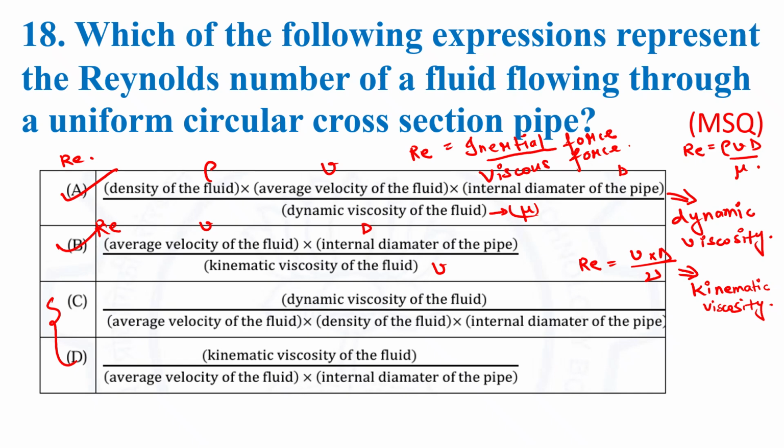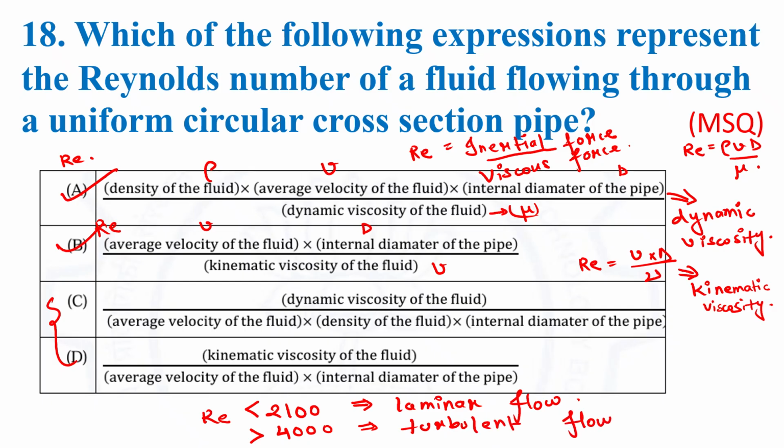And one more thing, if the Reynolds number is less than 2100, we'll say it is a laminar flow. And if it's more than 4000, we'll say it's a turbulent flow. The correct options are A and B.